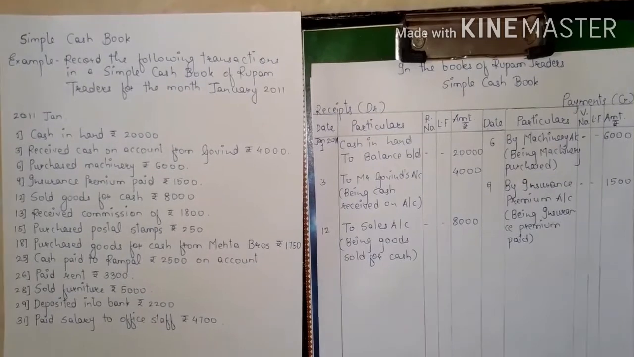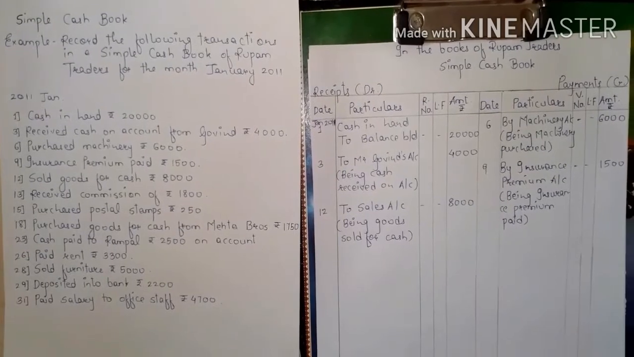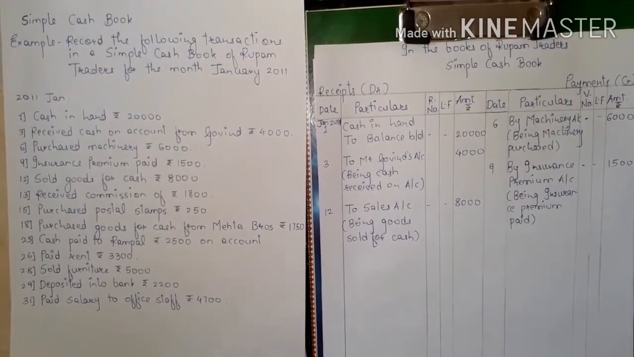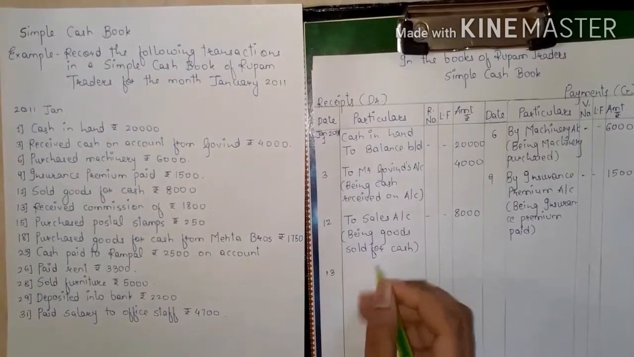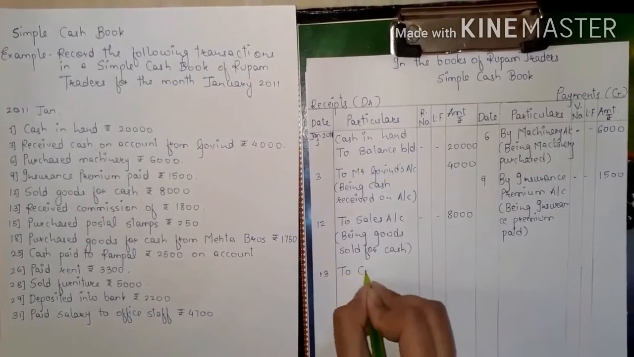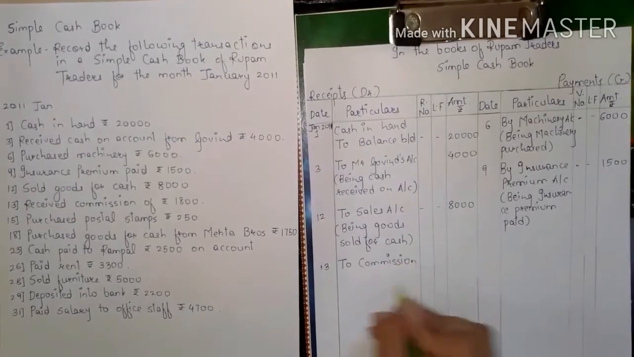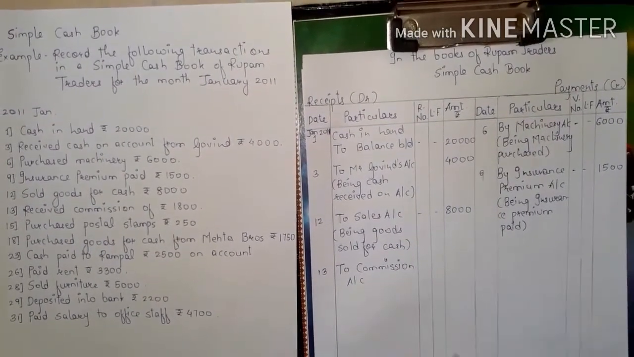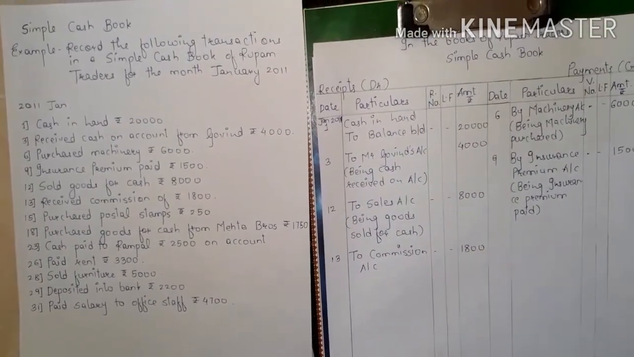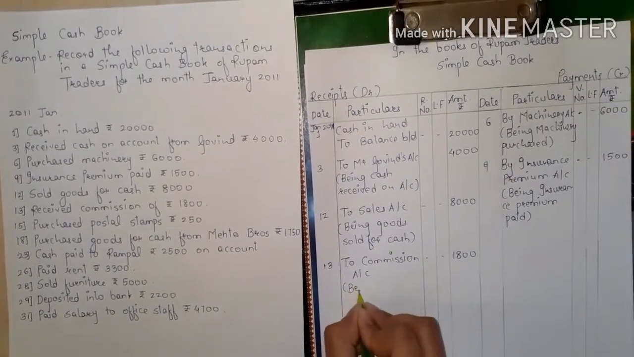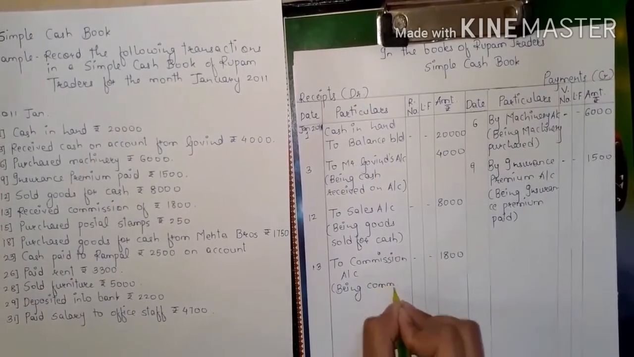Now next, on 13th January, received commission of rupees 1,800. Now this is a profit for the business because we have received commission, that is debit what comes in. So this will appear on the receipt side. 13th January to commission account. Because we have received commission, that is why commission will appear over here. Commission account. Amount is rupees 1,800. Okay. Narration for this, being commission received.